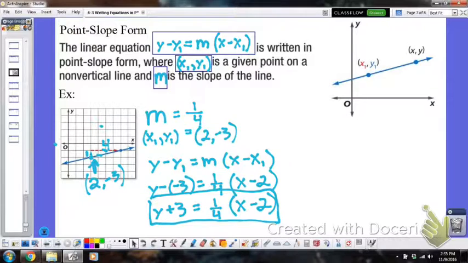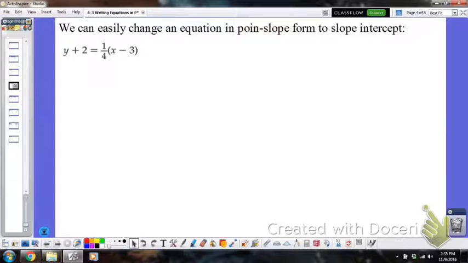Now, it's really easy to go from a point slope form equation right to a slope intercept equation. It's really easy to do that. So if we're looking at the equation we just had, I can put it into slope intercept by solving for y. So the first thing I need to do is simplify my right side. So I'll take this 1/4 and distribute it to the x and to the -2. So I'll have y plus 3 equal to 1/4 x, and 1/4 times -2 is -1/2.